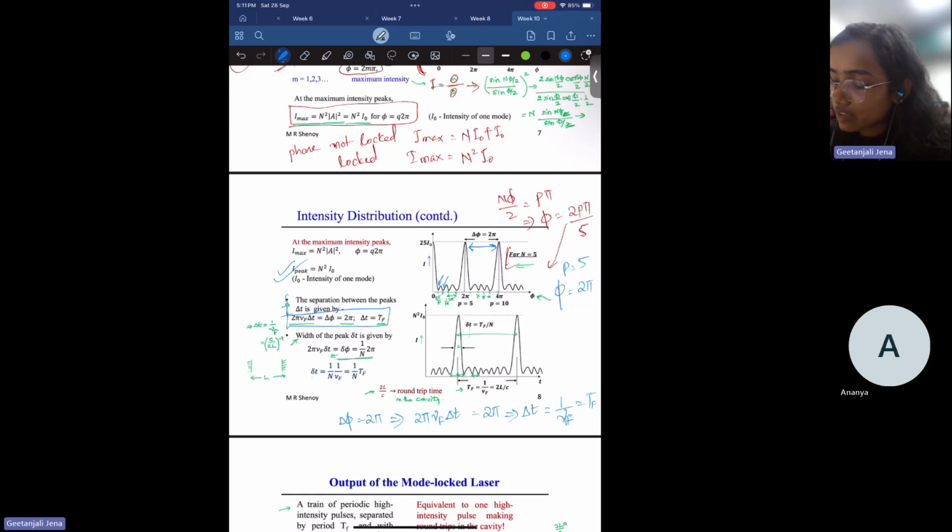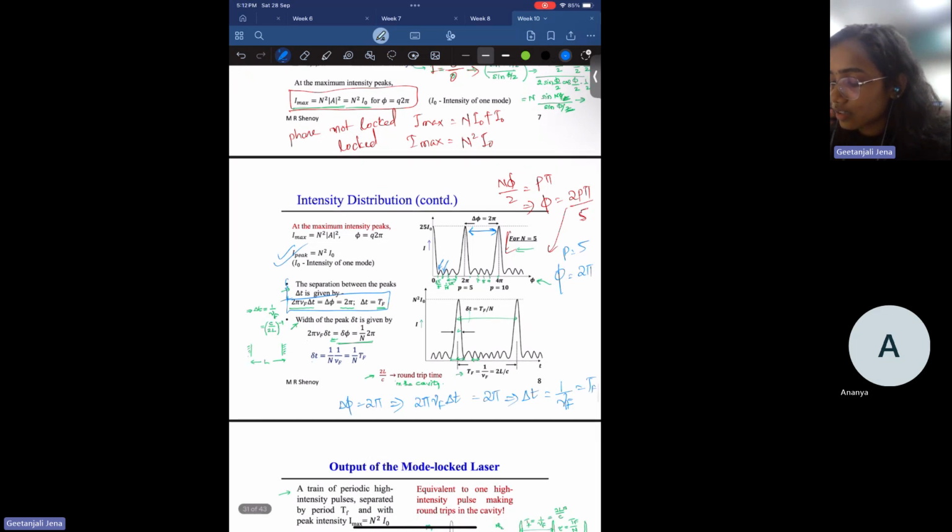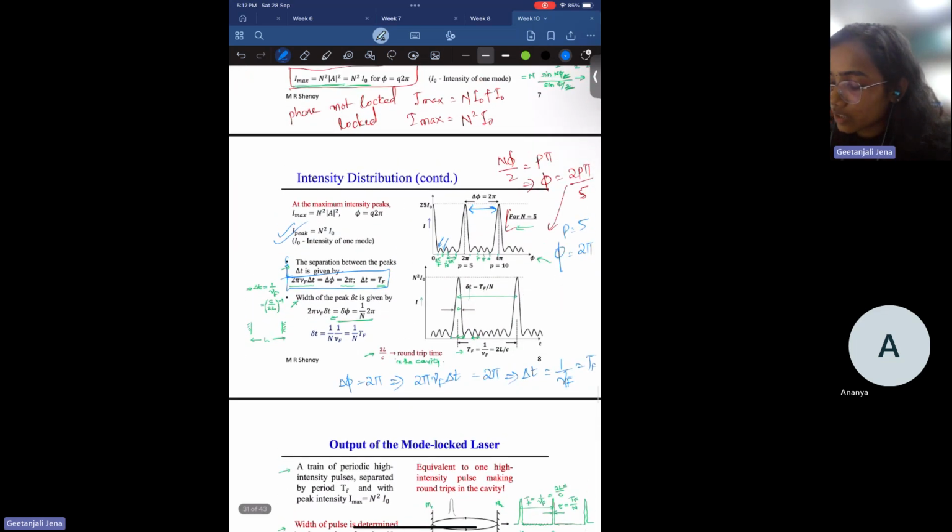And if you want to find the width of this peak, we can equate this delta phi to 2 pi nu f delta t. Now delta phi will be 2 pi divided by n. And from this, you can find the width of the peak. The width of the peak is given by Tf by n.